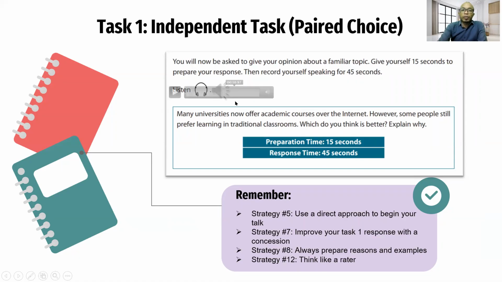To answer this question, before I give you some time to practice, I want you to remember the strategies. Remember these key strategies, especially to deal with this first question. The first one is you should use a direct approach to begin your talk. Don't spend too much time introducing the topic. Then improve your task one response with a concession. If you forgot what concession means, go ahead and check our previous lesson. And then the next strategy: always prepare reasons and examples.